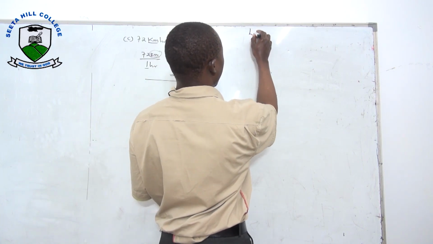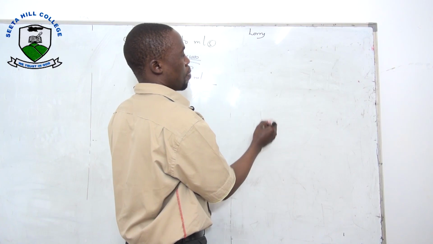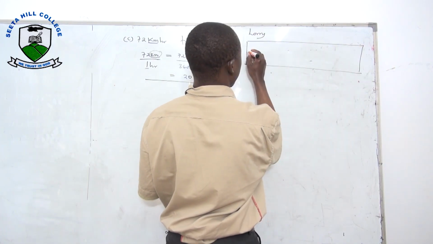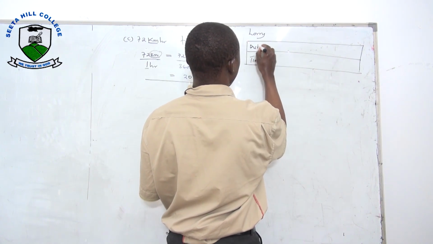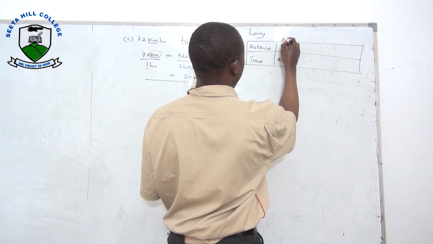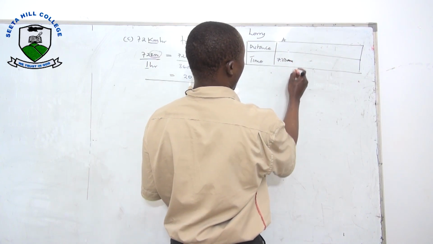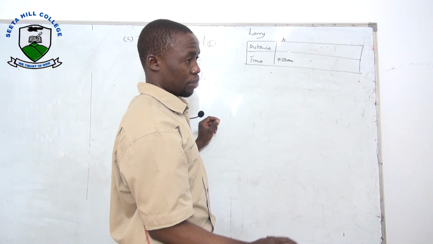We start with a lorry. Set off at 7 a.m. from station A to B. That means that's its time, distance. It set off at 7 a.m. from A, yes, 360 kilometers away. That's the total distance, not so?